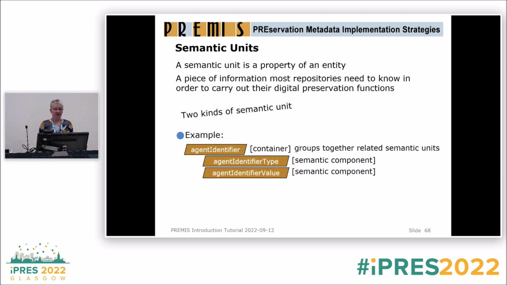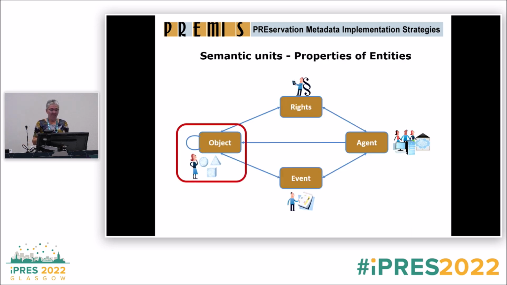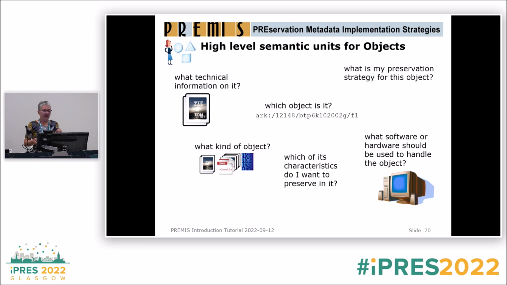There are two kinds of semantic units. It's either a container, which contains other semantic units, or it's a component with a value. And you have already seen the agent identifier example. So let's look a bit more into the biggest one, the object. What semantic units are there with an object? What do we want to know about an object? There can be technical information, as we already heard, the fixity. But we also want to know what kind of object it is, and it has an identifier, and there's a lot of different characteristics that we want to preserve that can also be expressed, etc. So it's all things that you can think of that you want to know about your object.